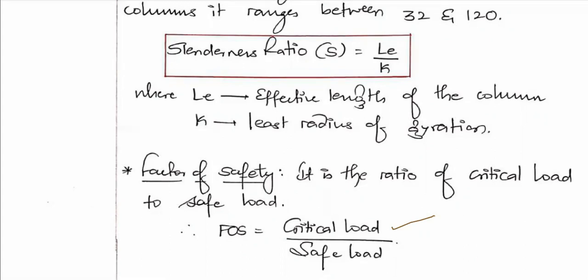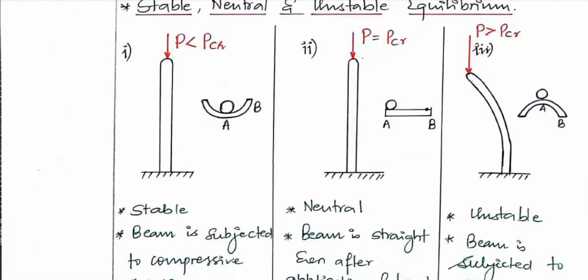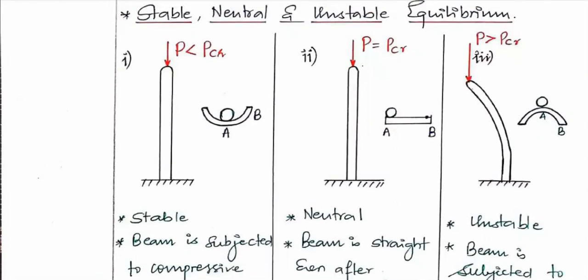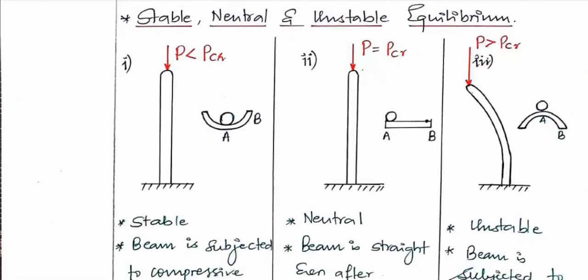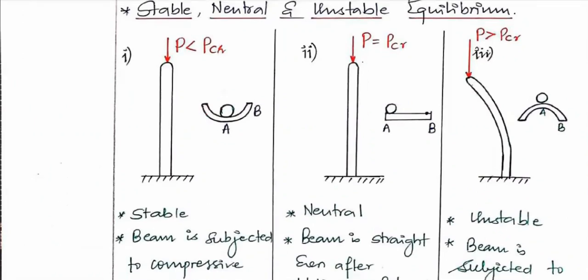Next important concept is stable, neutral and unstable equilibrium. What kind of equilibrium we have is decided depending upon the load being applied. Now let us first study stable equilibrium. For showing stable equilibrium, I have considered a column.